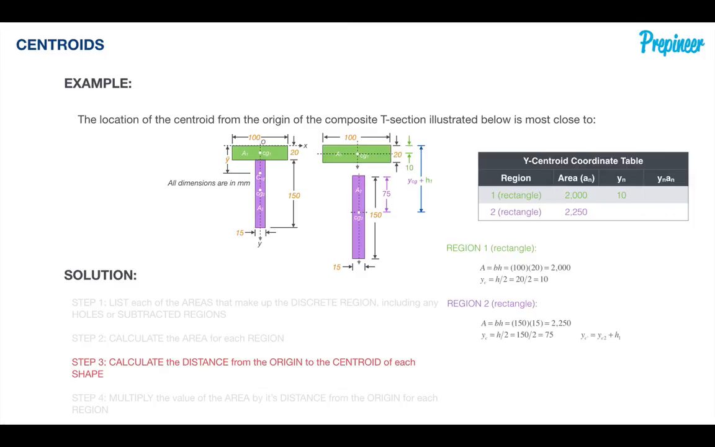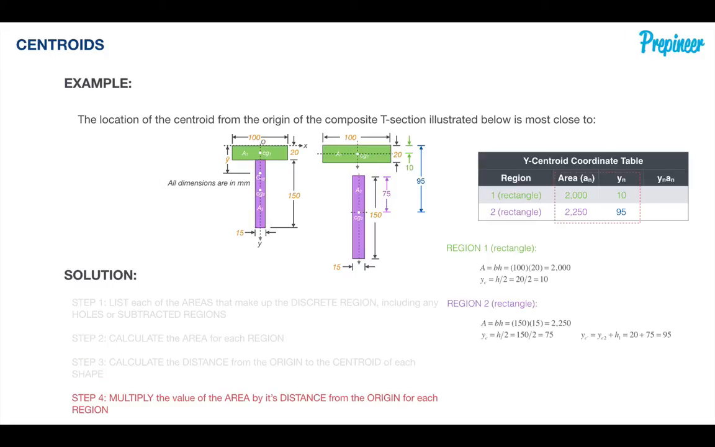So in this case, the top of region 2 actually starts at the bottom of our first region, which is 20 millimeters. This means that we need to actually add that height of 20 to get the full distance back to the origin. So you see there y sub cg plus h1. We plug in those values, and we get a centroid back to our origin of 95.